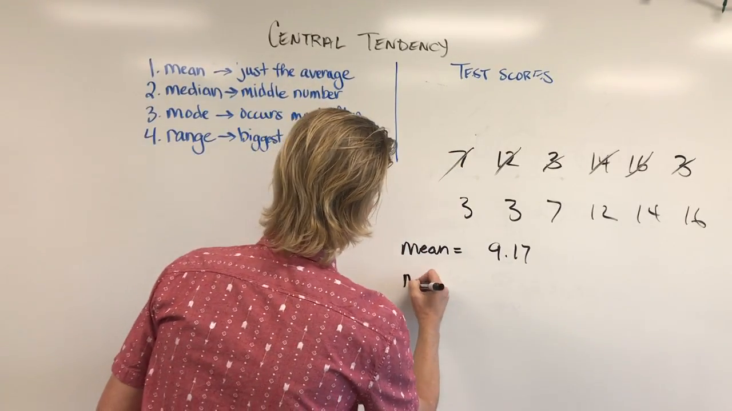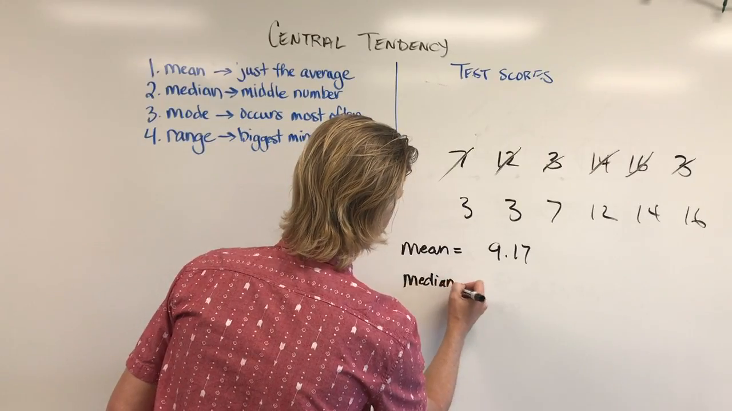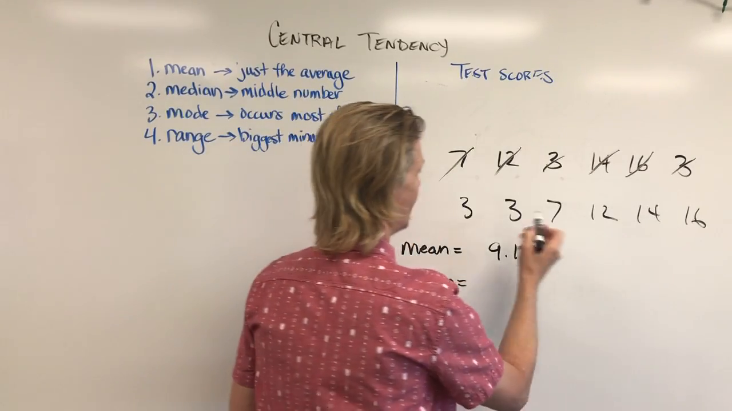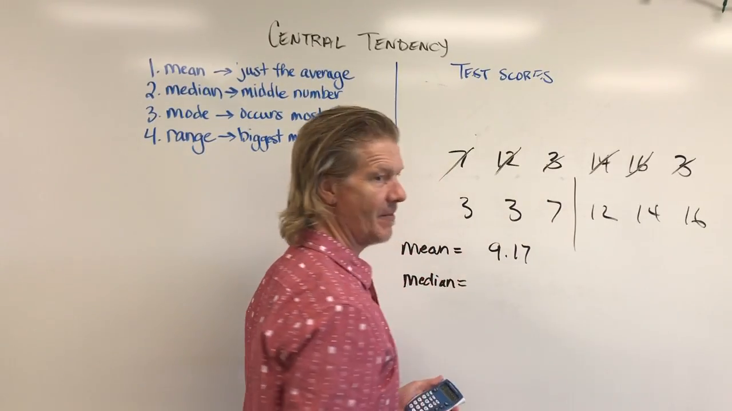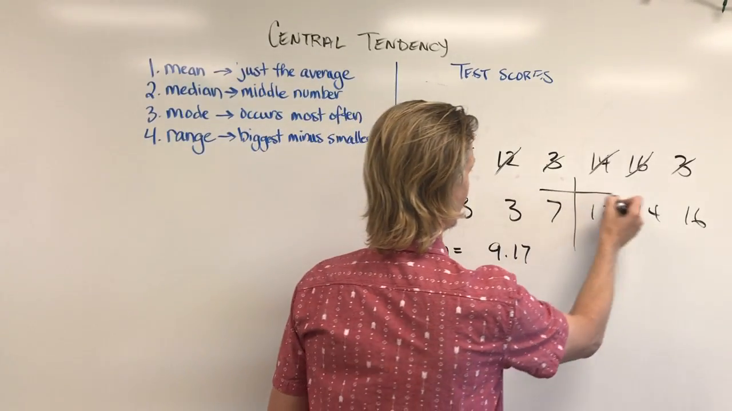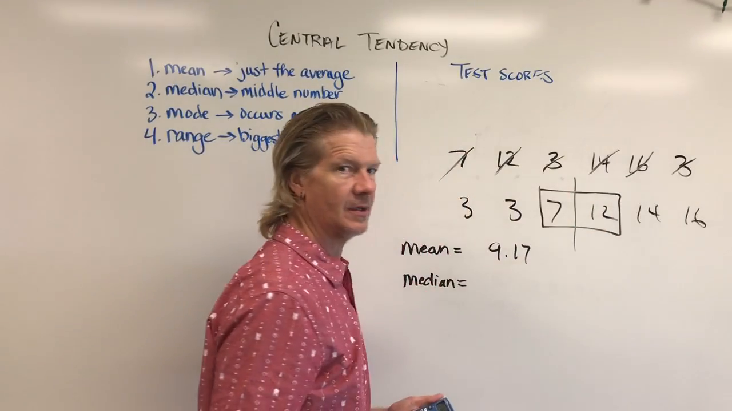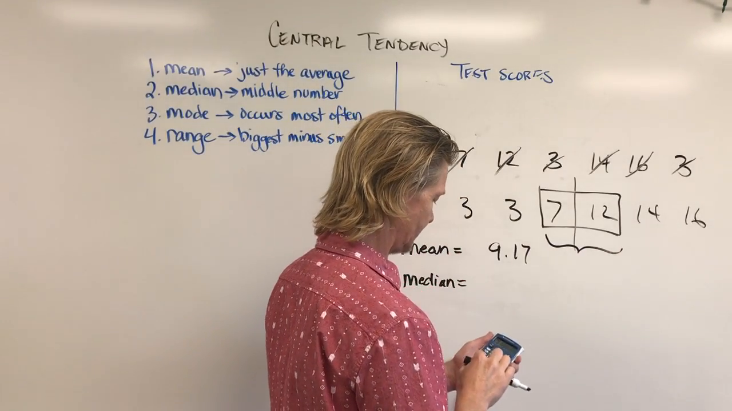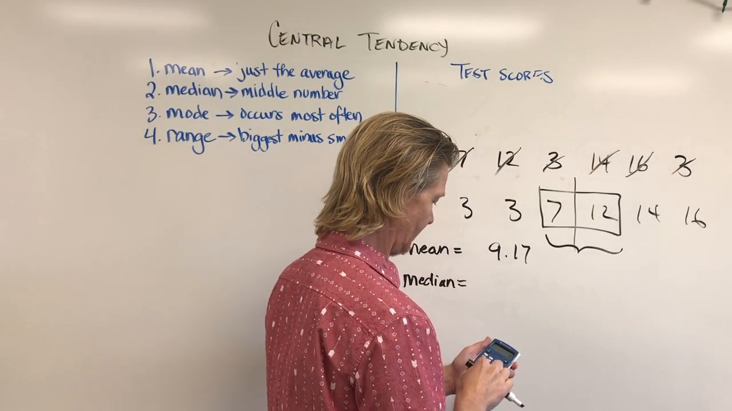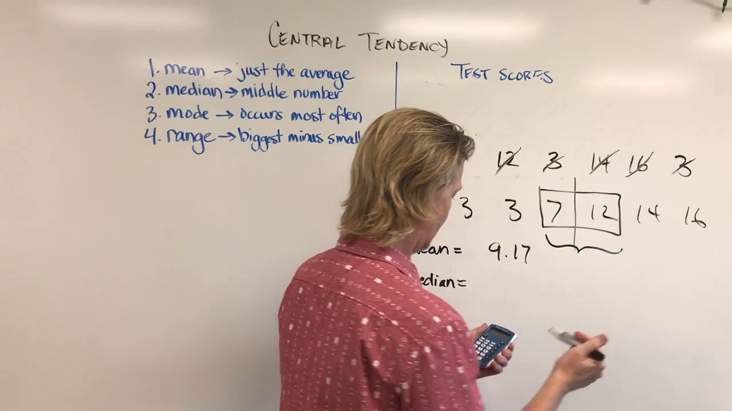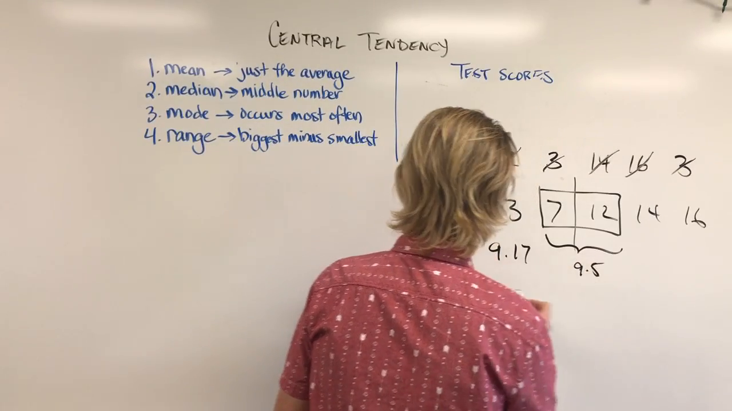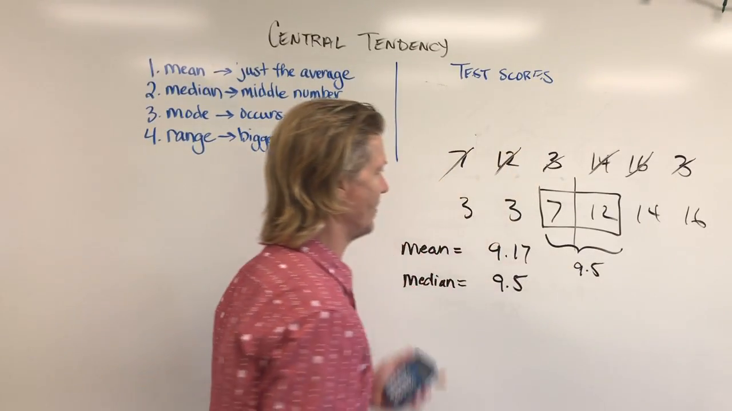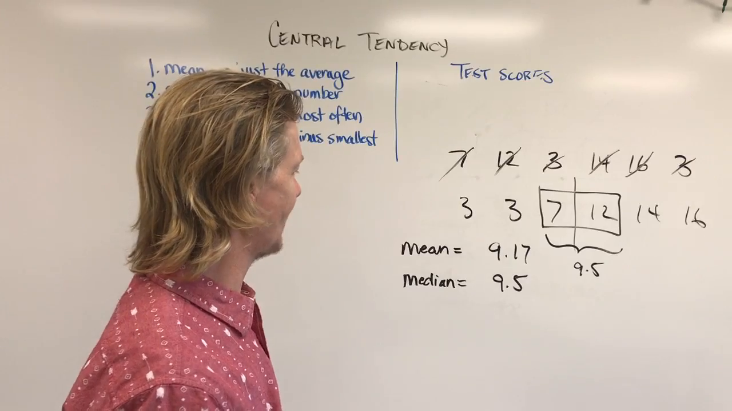The median, the middle number, is a little different this time. And this is what you do, okay? I don't have an actual middle number. There's my middle, right? 3 on this side, 3 on this side. So I have 2 middle numbers. And what I do is I take the average of those 2 middle numbers. So I would go 7 plus 12 divided by 2 equals 9.5. So my median is 9.5. The middle of all those numbers is 9.5.